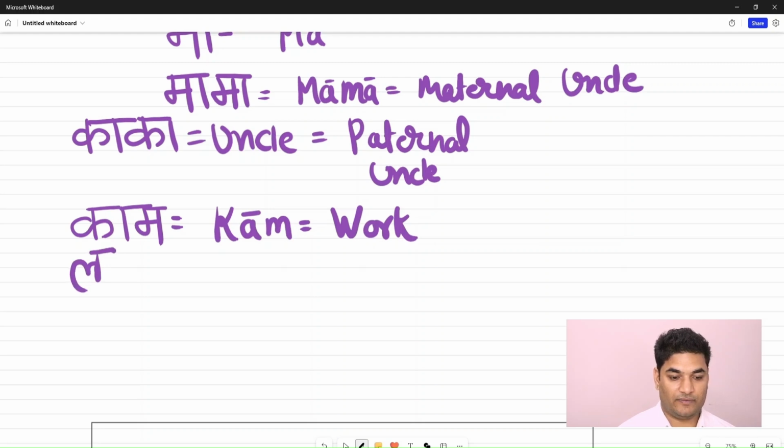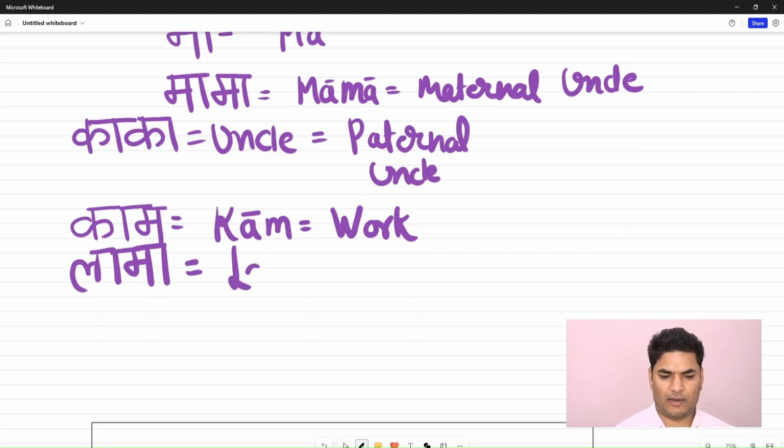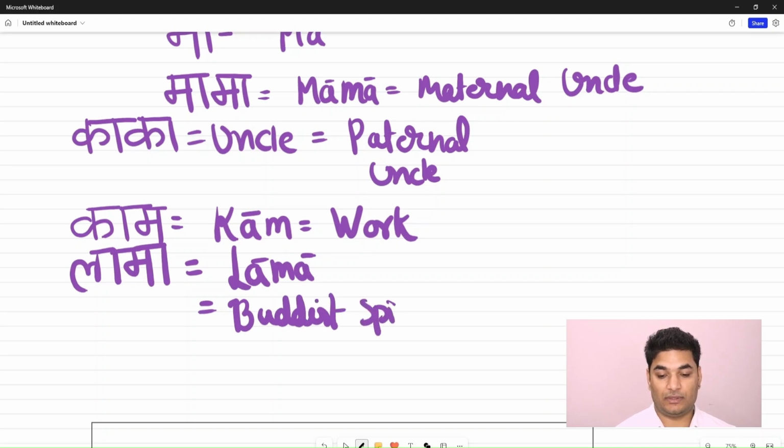I put L with A, La, M, and A, Lama. Lama, I think you already know, Lama is a Buddhist spiritual leader. Might have heard of Dalai Lama, right?